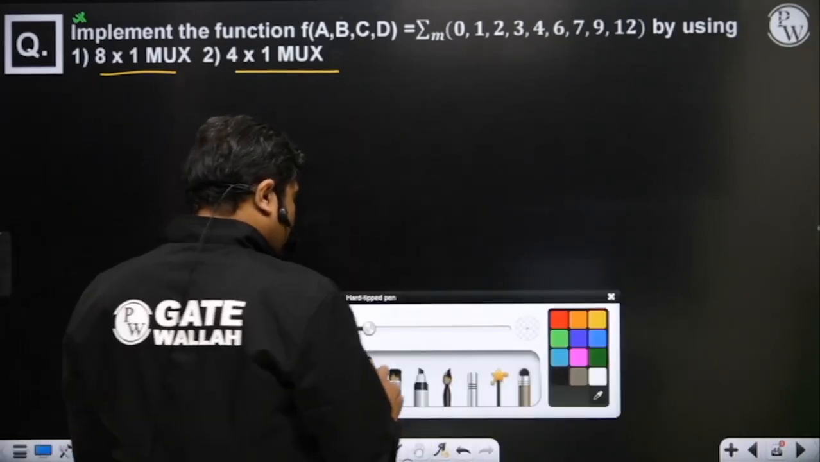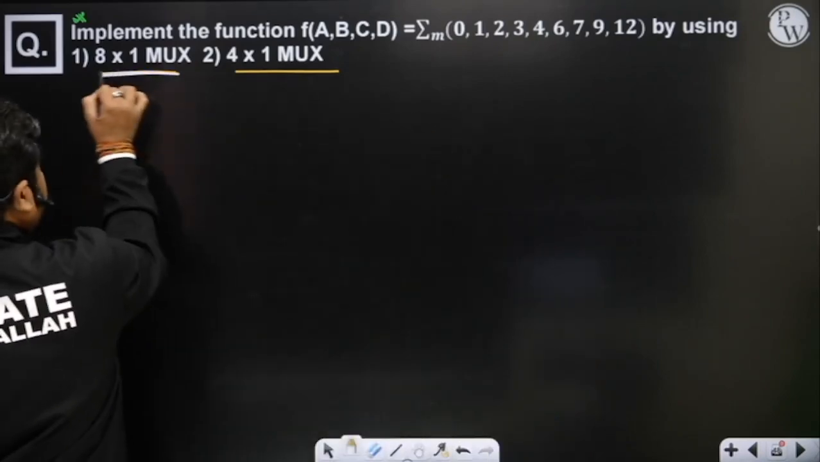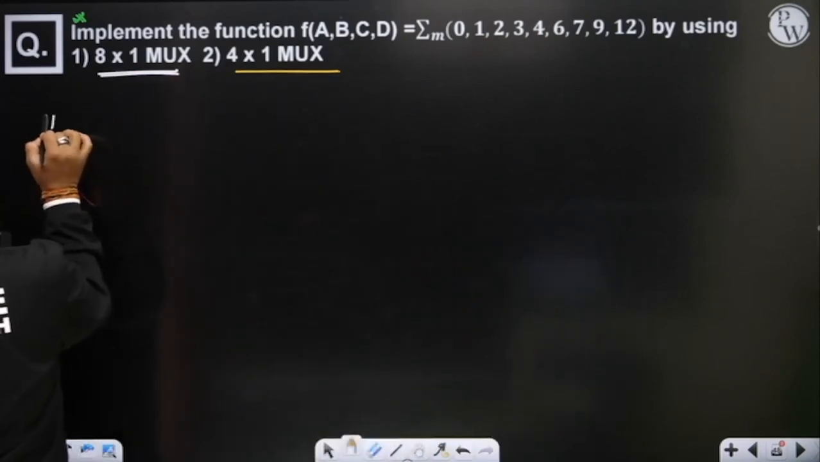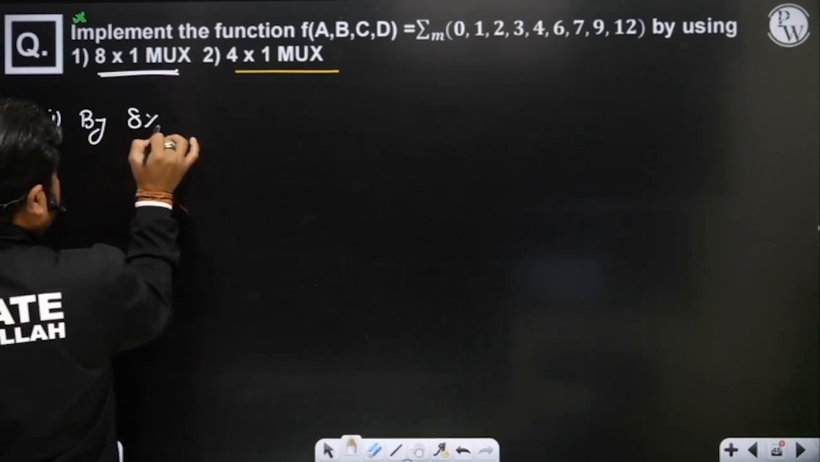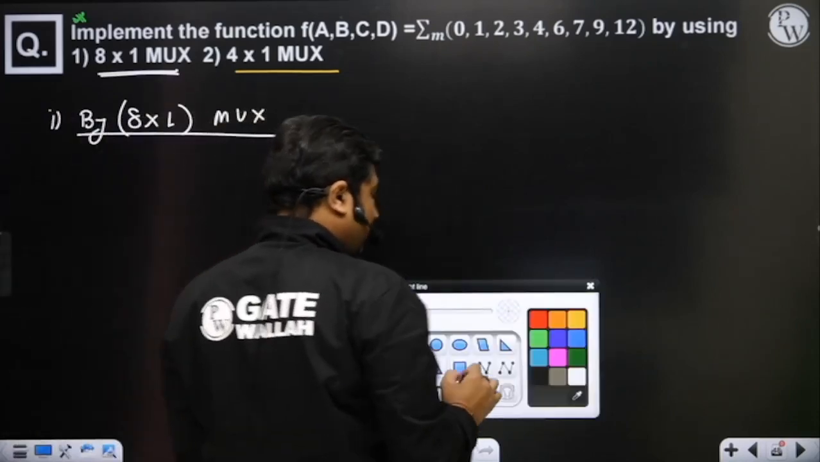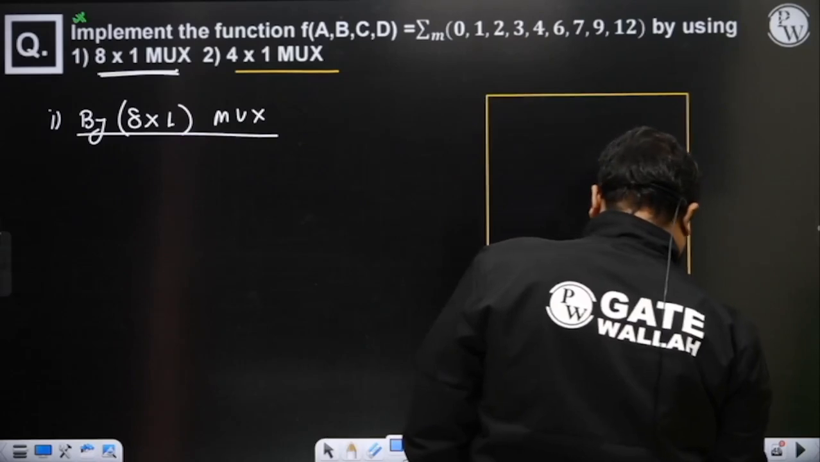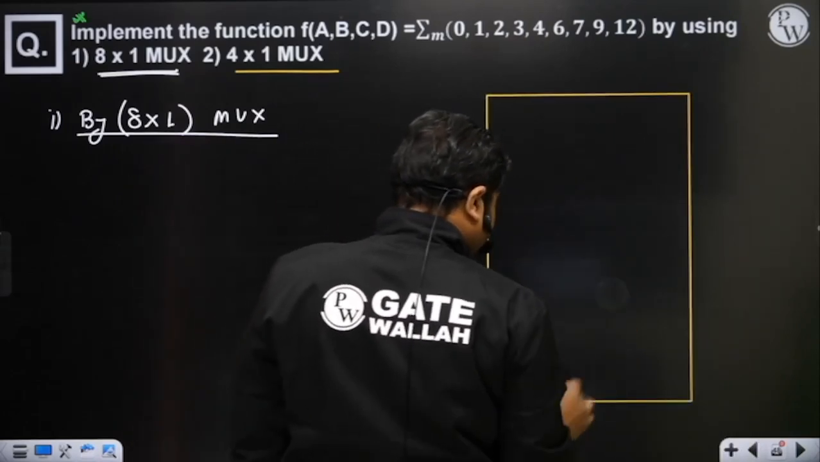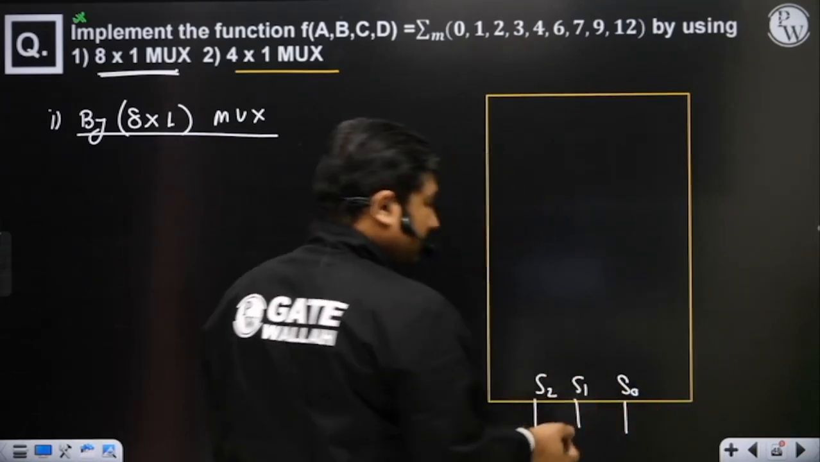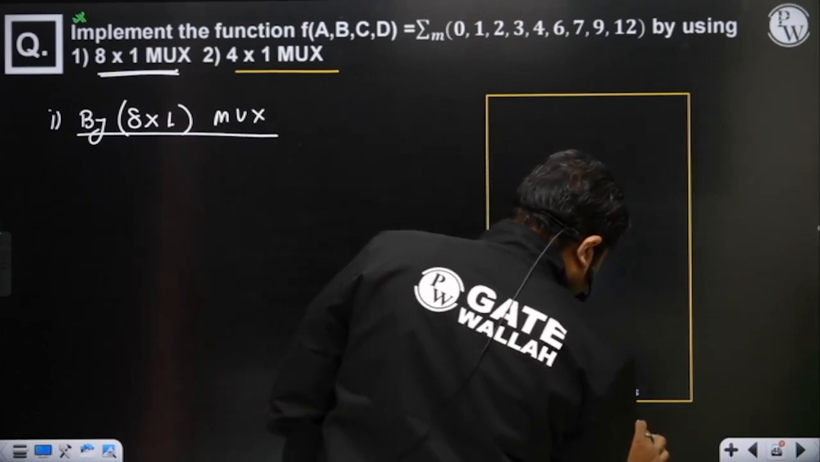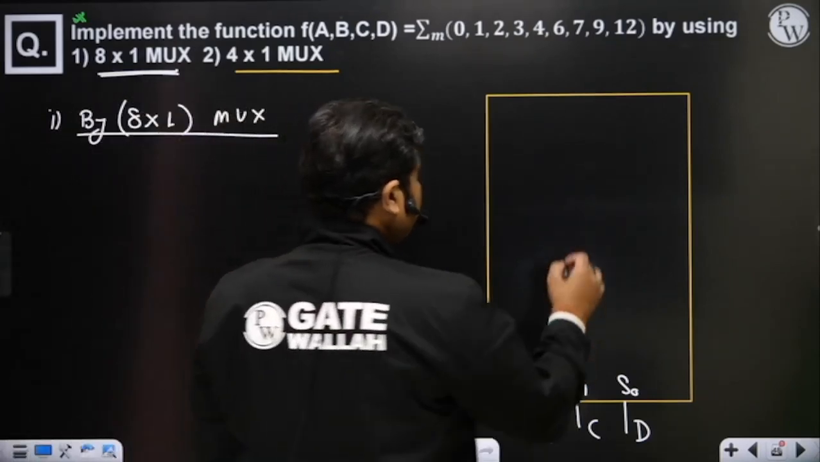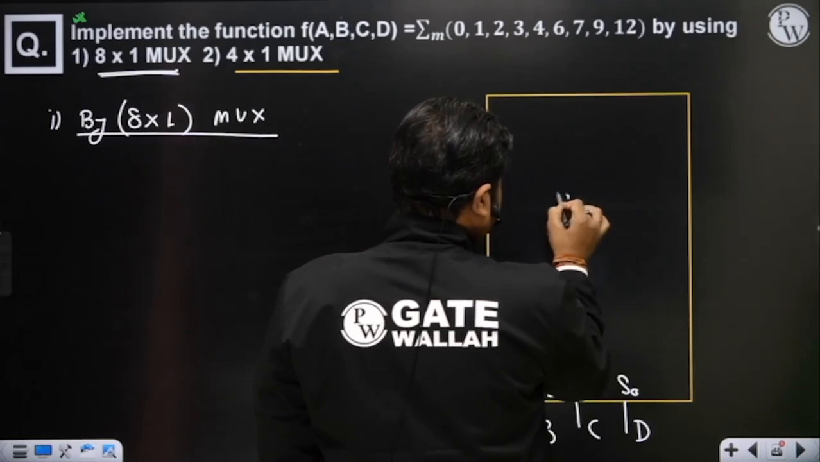Now please see how to solve this. First, I am going to implement it by using an 8 cross 1 multiplexer. When I implement it using an 8 cross 1 mux, I can select any three select lines, because for n variables, we need to connect n minus 1 variables onto the select lines. Yes, sir. So I can connect any three select lines here. I am going to connect B, C, D. You can choose any three select lines. I'm selecting B, C, D. And this is your 8 cross 1 function.